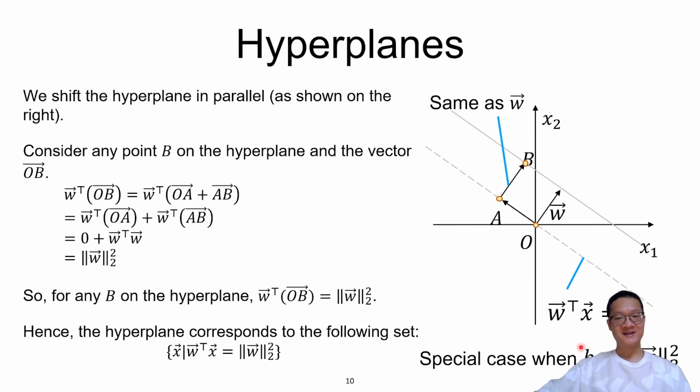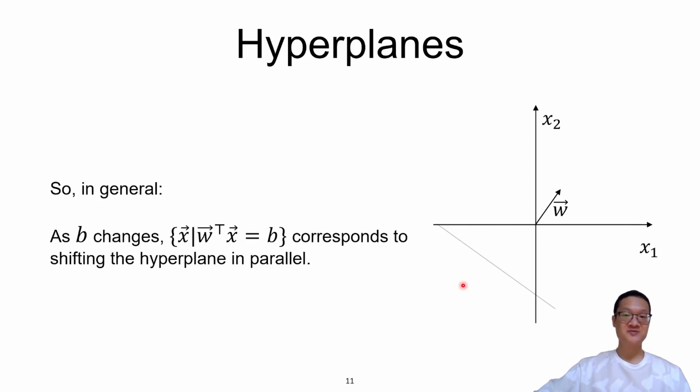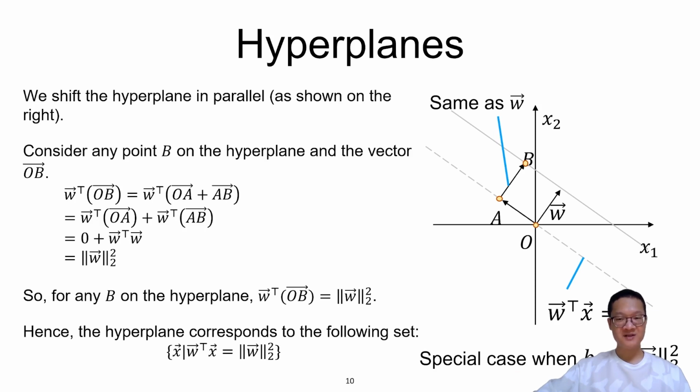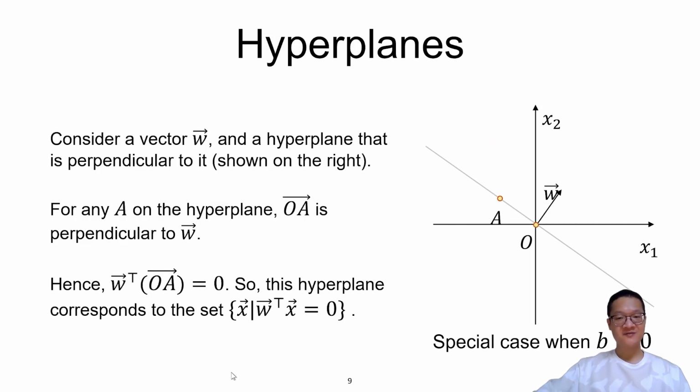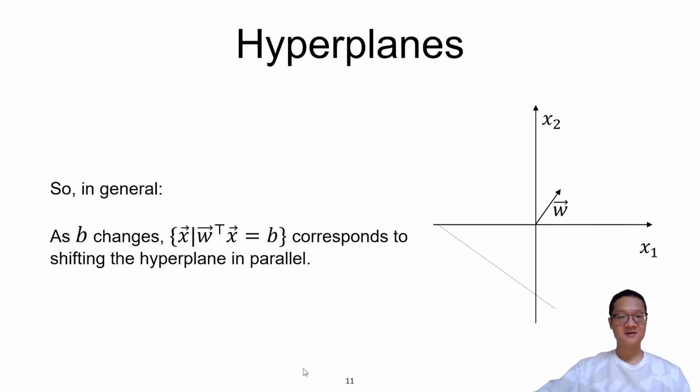Okay, so in the general case, we have W transpose X equals B, and the B controls how much shift we have for the line, and W controls the orientation of the line. So the previous case was really when B equals the 2 norm of W squared. In the first case, it was when B is equal to 0, no shift. Okay, so hopefully that makes sense, right? So the main point is that any line which we want to use as the decision boundary can be described by a vector W and a scalar B.